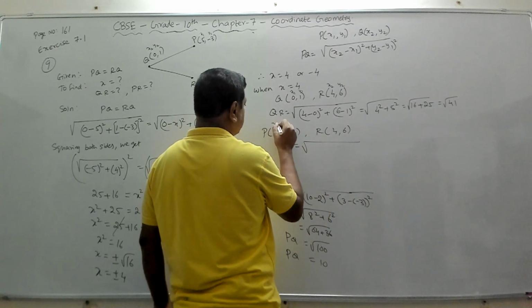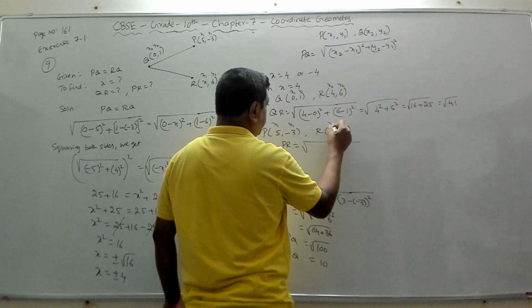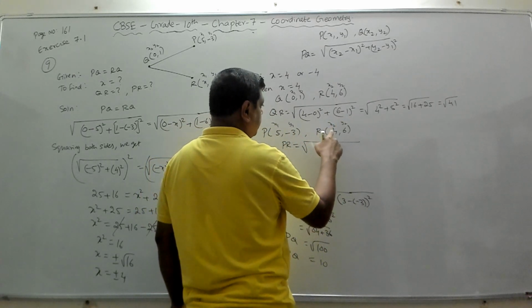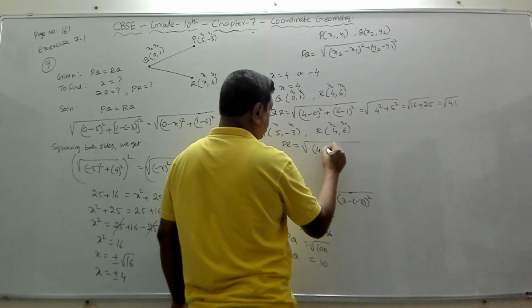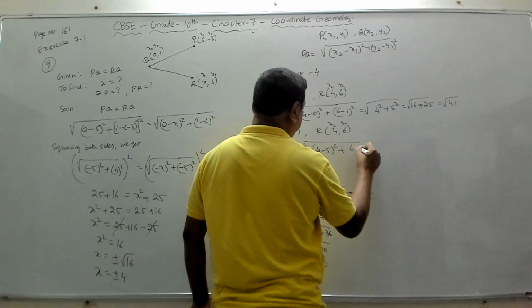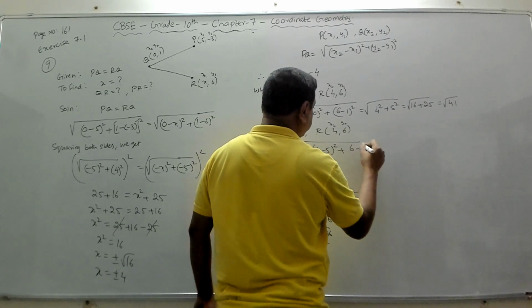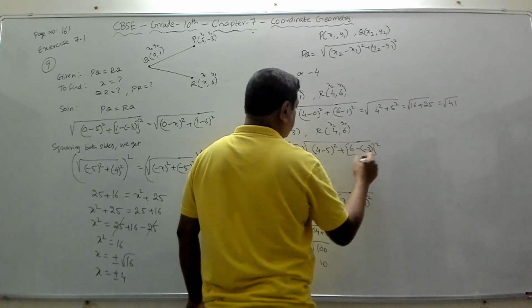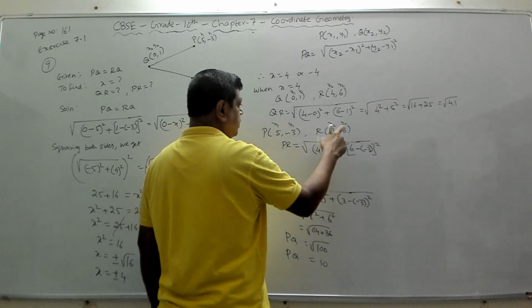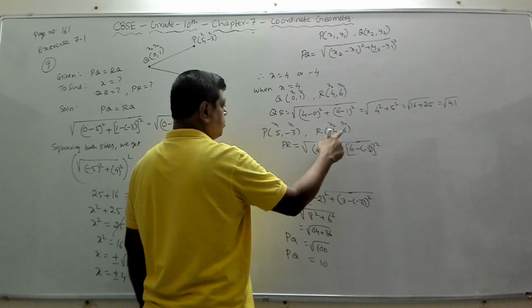We'll call this x1, y1, x2, y2. So x2 minus x1, and this is x2, so that is 4 minus 5 the whole square. Then y2 minus y1, 6 minus of minus 3 the whole square. Right? x2 minus x1, 4 minus 5 the whole square plus y2 minus y1, 6 minus of minus 3.